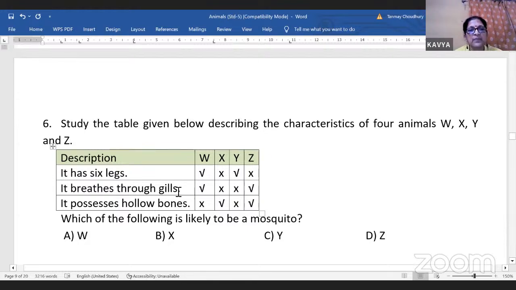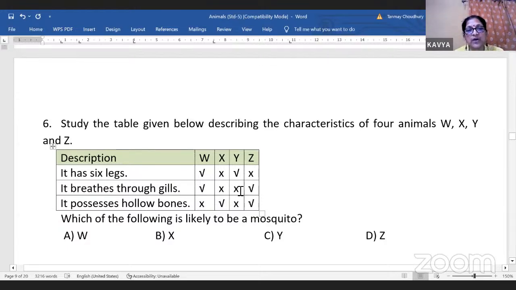So W can be mosquito or Y can be mosquito. Next, it breathes through its gills. No, the mosquito doesn't breathe through its gills. How does it breathe? See, mosquito is an insect. So how will it breathe? It will breathe through its spiracles. So it breathes through its gills? No, W cannot be because here there is a tick. So W breathes through its gills. No. So W is not mosquito. So that means Y will be mosquito.